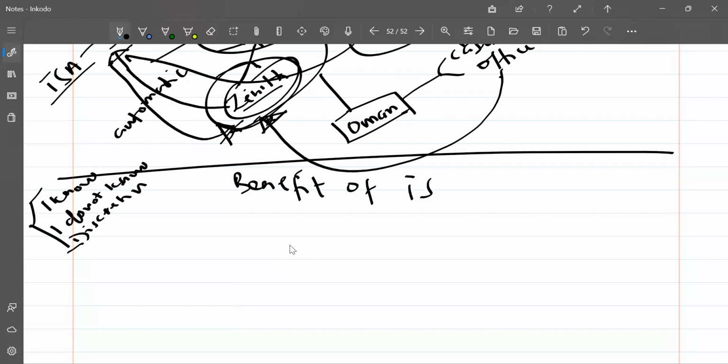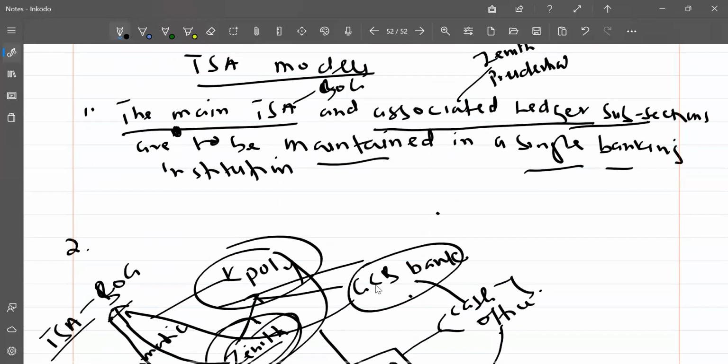Please, so about the Treasury single account. I want to ask, I don't know, maybe I lost somewhere.